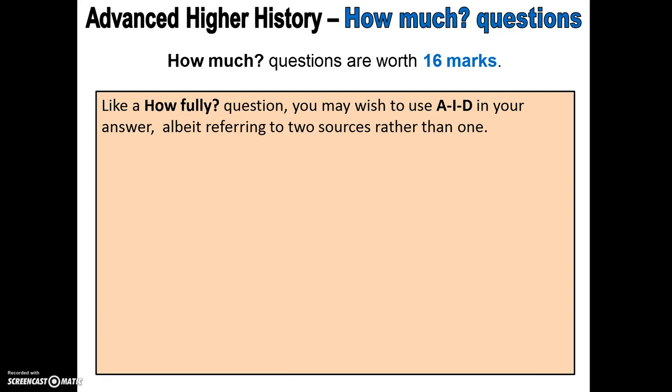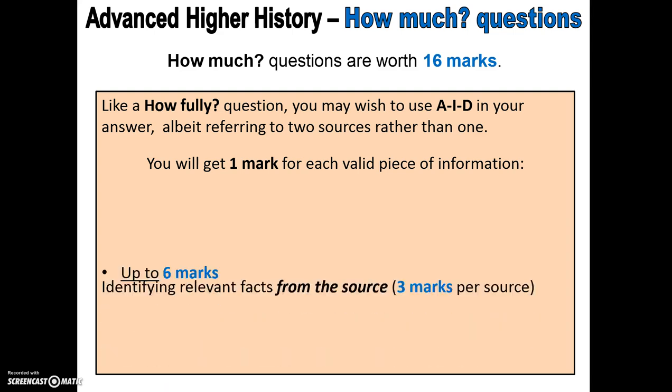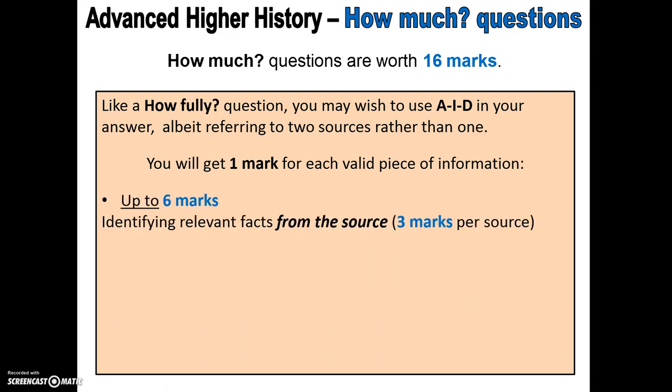You may wish to answer these like a how fully question, which you've previously done at National 5 and Higher. You can get 1 mark for giving a valid piece of information, covering the following. There's up to 6 marks available when you identify relevant facts from the source. Please note that you will get a maximum of 3 marks per source.